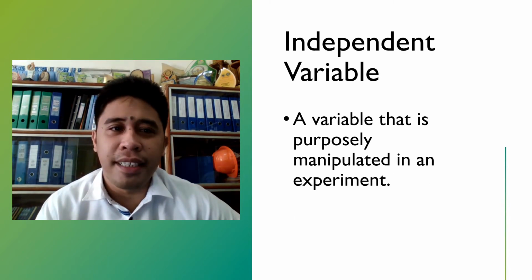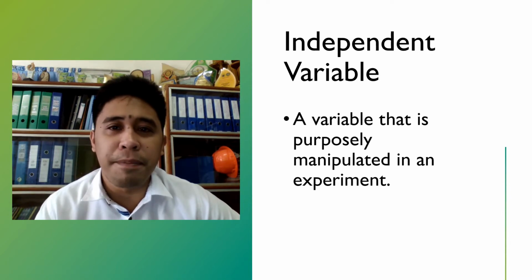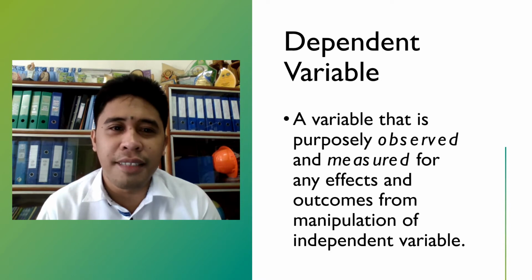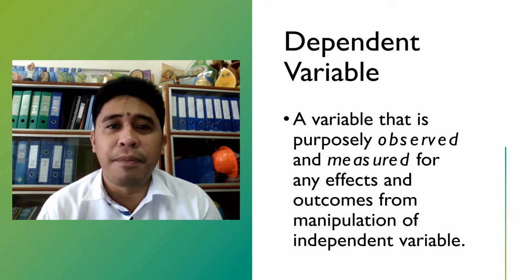An independent variable is a variable that is purposely manipulated in an experiment. A dependent variable is a variable that is purposely observed and measured for any effects and outcomes from manipulation of the independent variable.